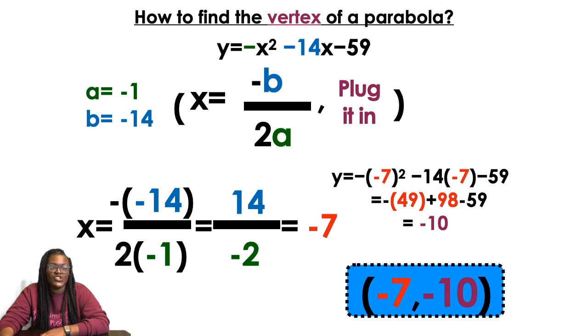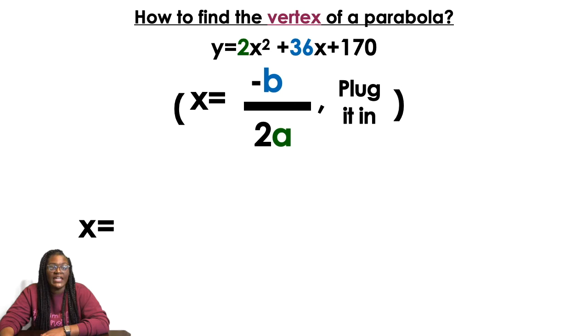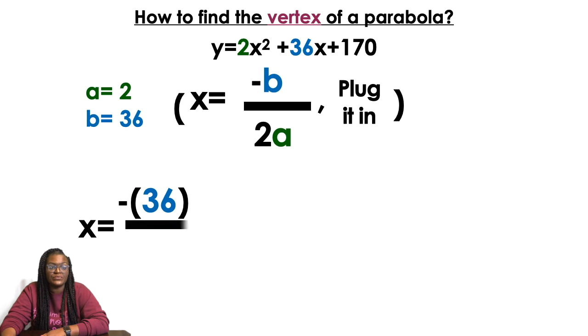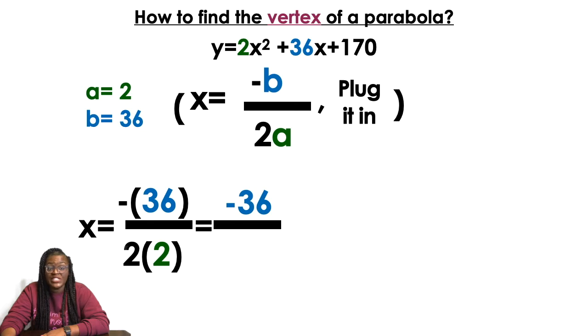So the next three examples are the same thing. We're just finding the vertex of the parabola. So again, y equals 2x squared plus 36x plus 170. I'm gonna plug in a equals 2, b equals 36. So negative 36 over 2 times 2. Negative 36 is still gonna be negative 36. And then on the bottom, 2 times 2, which is 4. 36 divided by 4, when we simplify, is gonna get me negative 9.